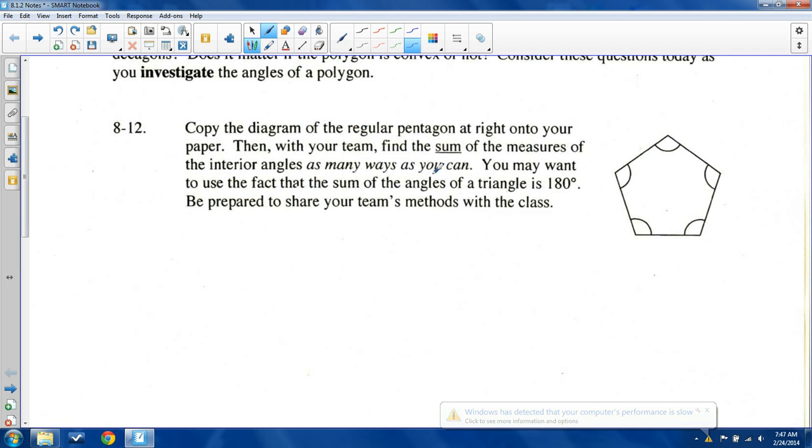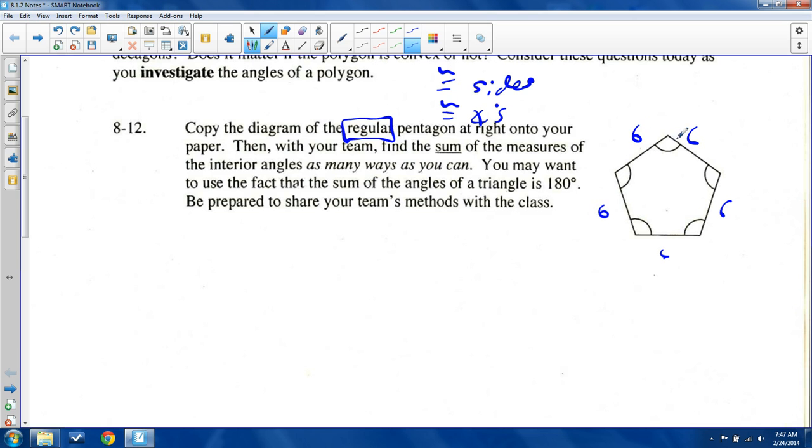Now, before I continue, I do want to make sure you know what regular means, and it's the same as a square and an equilateral triangle. A regular polygon in general is ones with congruent sides and congruent angles all the way around. So a regular pentagon will have all 5 sides congruent. If one side is 6, the rest is 6. And if one measure is, well, something, the rest are the same thing.